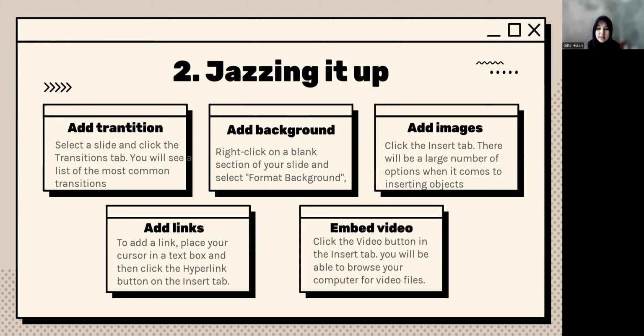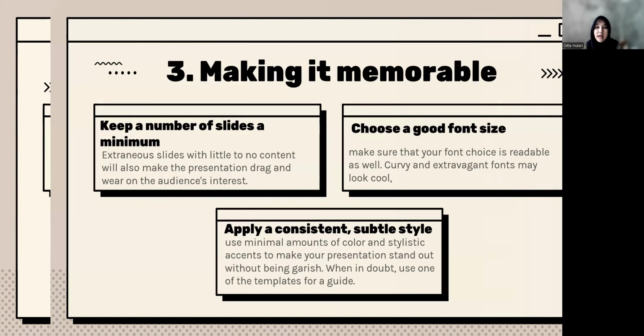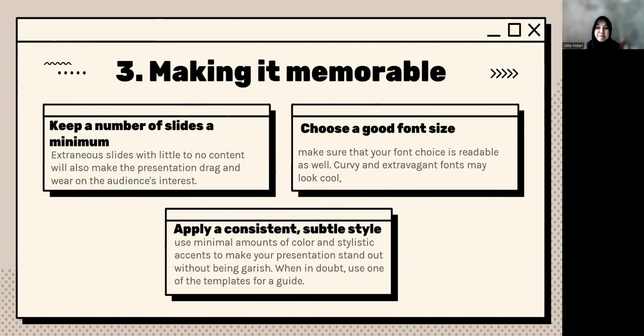And then if you wanna add a link, place your cursor in a text box and then click the hyperlink button on the insert tab. And the last one is if you wanna embed a video, click the video button in the insert tab. You will be able to browse your computer for a video file.